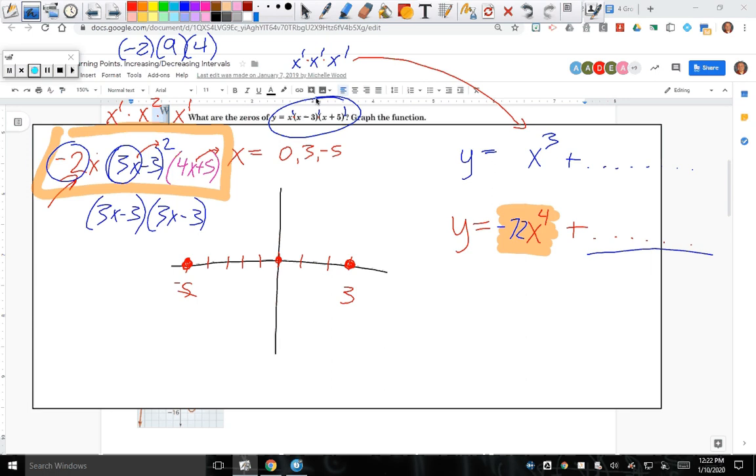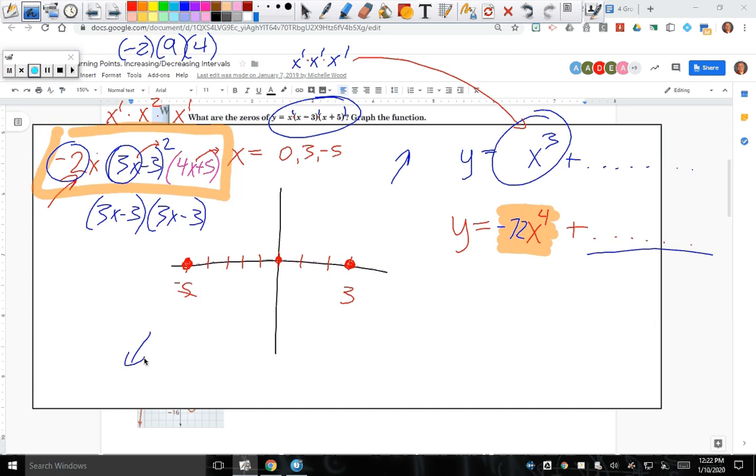Y'all said the leading term is x cubed. You're exactly right. As I go to the right, what? Increase. As I go to the left, decrease. Why? Because 3 is odd.